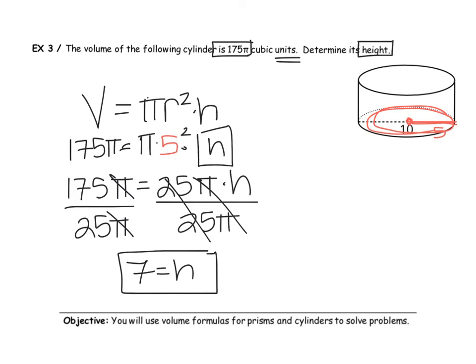Just as a reminder, our objective today was to use volume formulas for prisms and cylinders to solve problems. We found volumes using the base area times height formula. We identified bases and found the areas of those bases. And we also found a missing height on that last cylinder by using the formula.